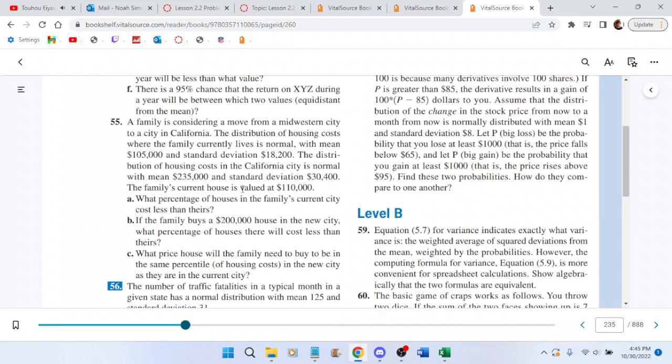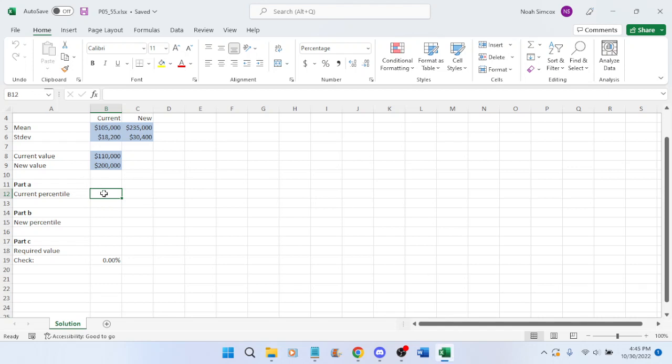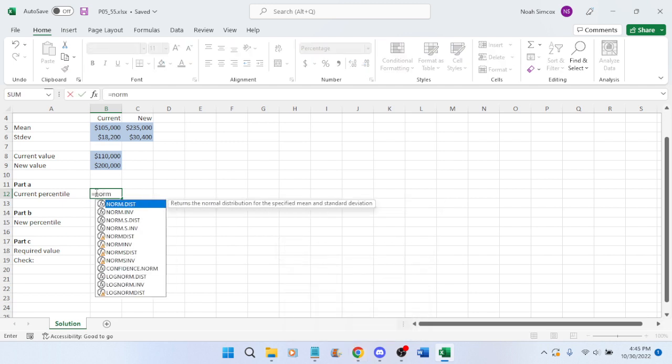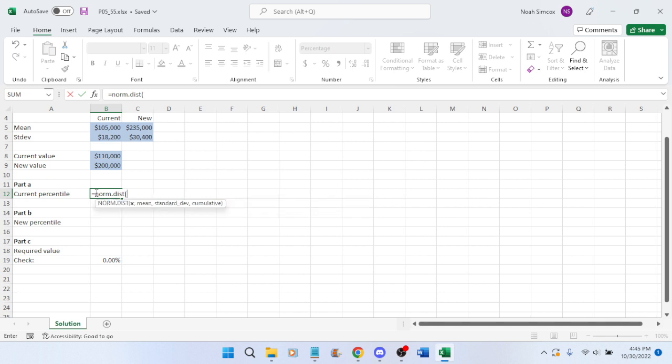What percentage of houses in the family's current city cost less than theirs? So what percent is less than 110 per thousand? That's pretty simple. So we want less than 110,000. The mean is 105,000. The standard deviation is 18,200. So less than 110,000, mean of this, standard deviation of this, true.